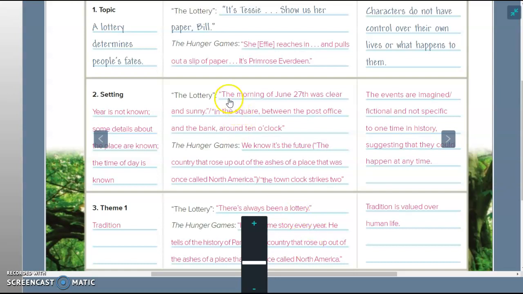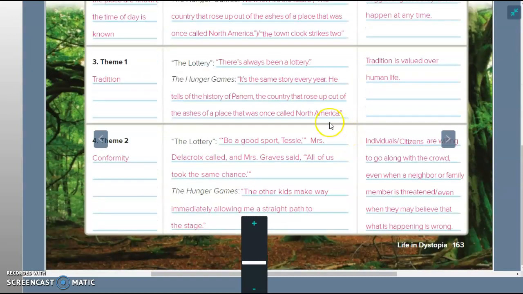They found evidence right from the book, right? Okay, we know it's the future, and here's their evidence from the book right here. The events are imagined, fictional, and not specific to one time in history. All right, so now the themes, different themes. So the first theme was tradition.